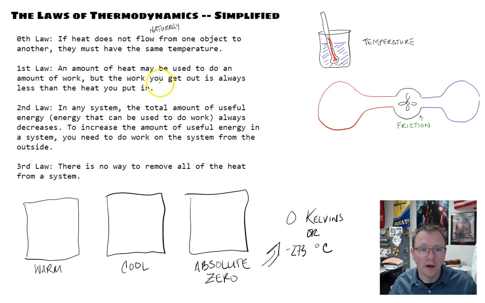Quick to the first law. The first law says an amount of heat may be used to do an amount of work, but the work that you get out is always less than the heat that you put in. So heat is a kind of energy.